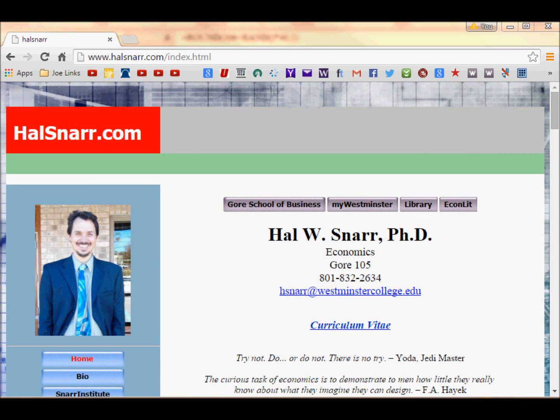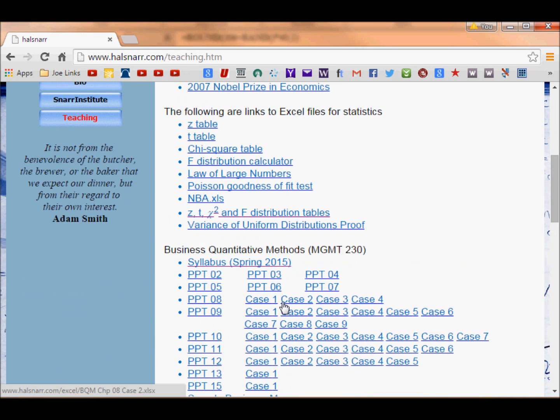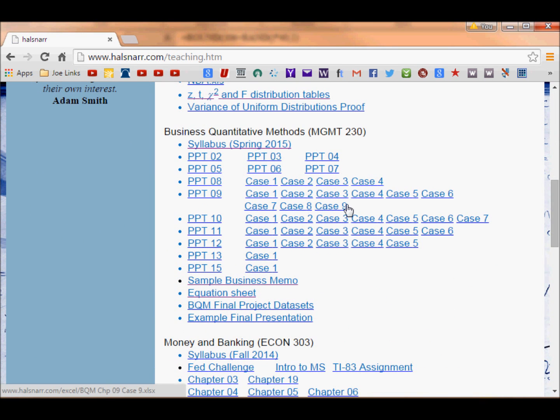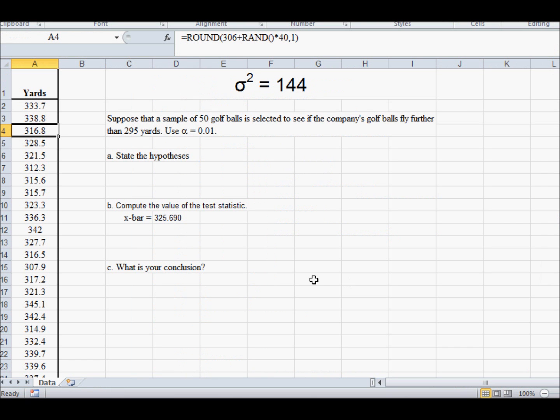Okay, today we're going to do case 4 from chapter 9. It's on my website. Scroll down until we get to chapter 9, case 4, but the data from case 4 comes from case 1. Case 1 was the sigma known case. Case 4 is the sigma unknown version of that same problem.